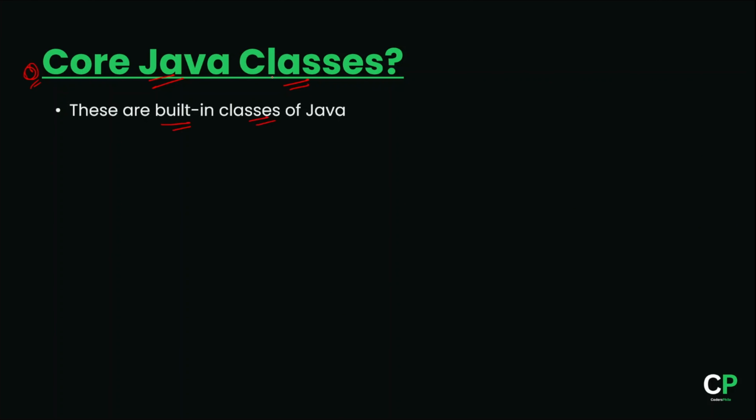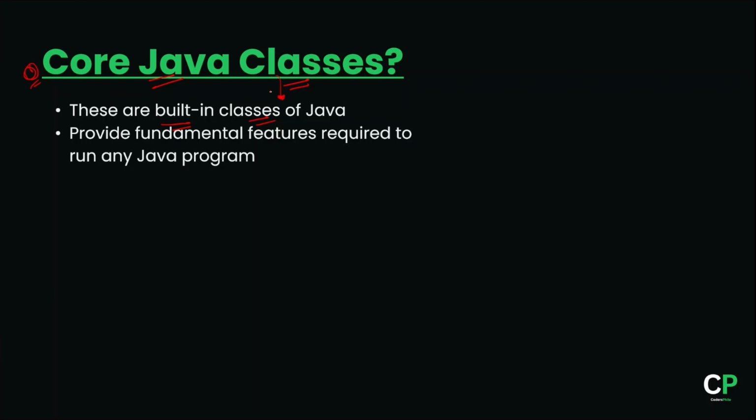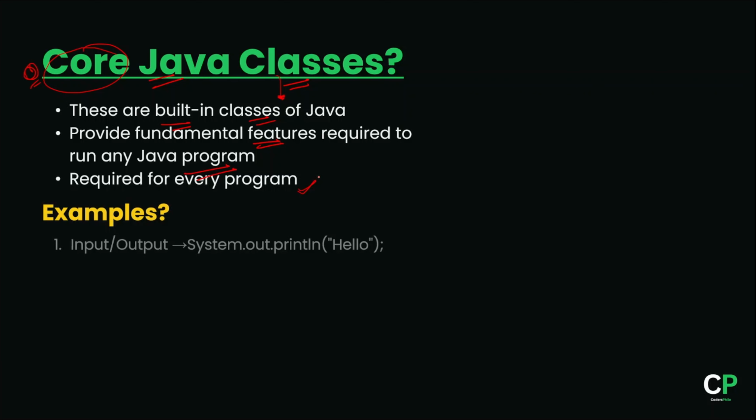Classes of Java. So what are the core Java classes? Core Java classes are the built-in classes of Java. They provide the fundamental features required to run any program. As the name signifies, these are the core Java classes, and all these features are provided by them. Without the core Java classes, no program can be run. So basically core Java classes are required for every program. For example, for input and output, core Java classes are required.